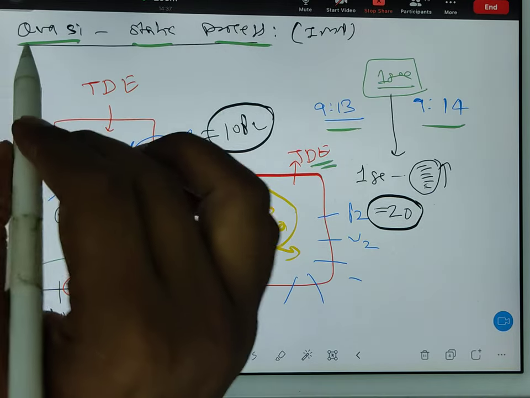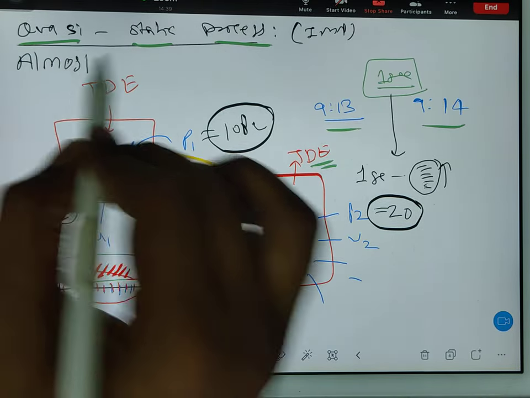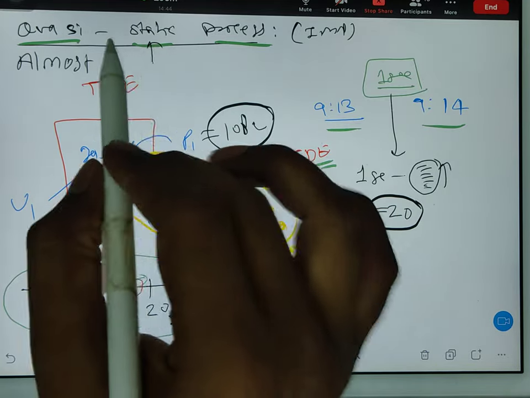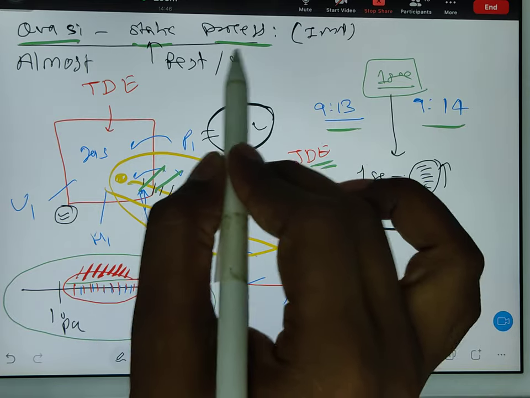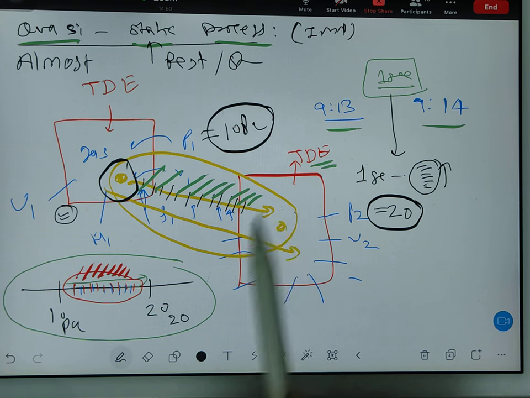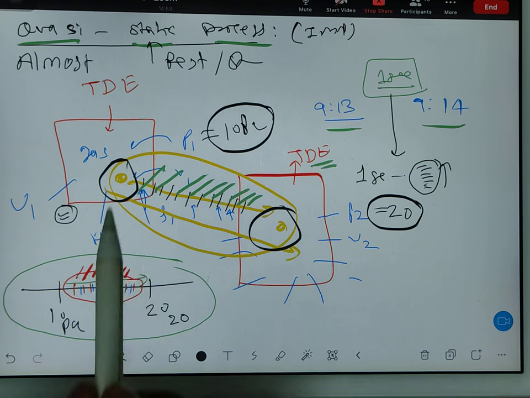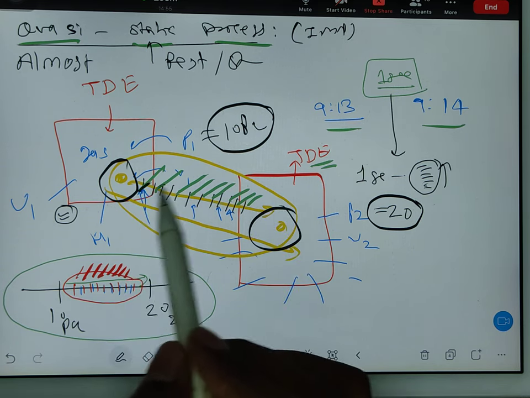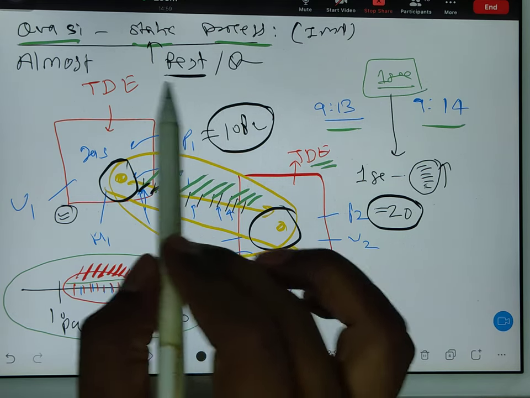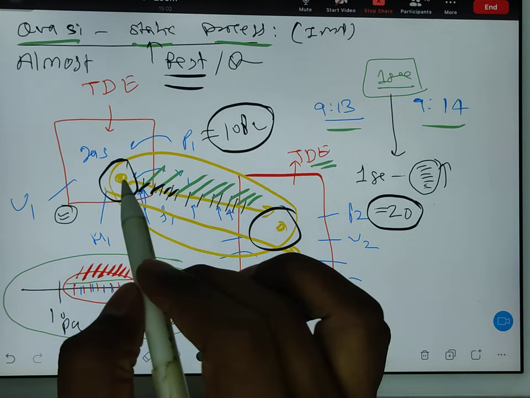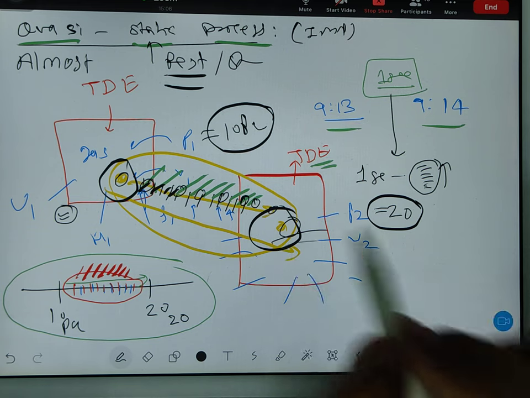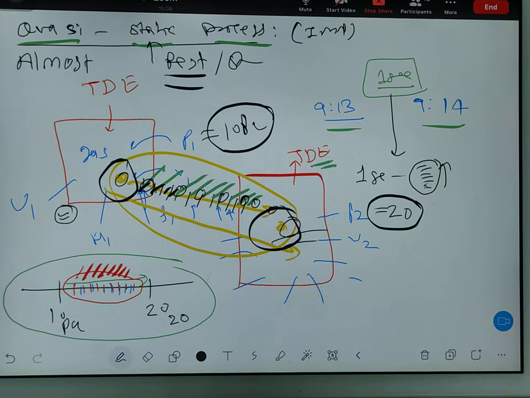Quasi means almost, static means rest or stationary, you understand, right? Here we are trying to change the state from this state to this state, but we are doing it very slowly. How slowly? So slowly that it feels like it is at rest, so that we are maintaining the equilibrium, and finally we are reaching a new state, and there also equilibrium is maintained. Okay.